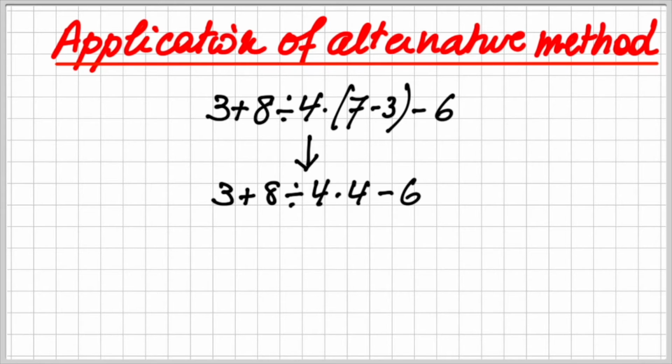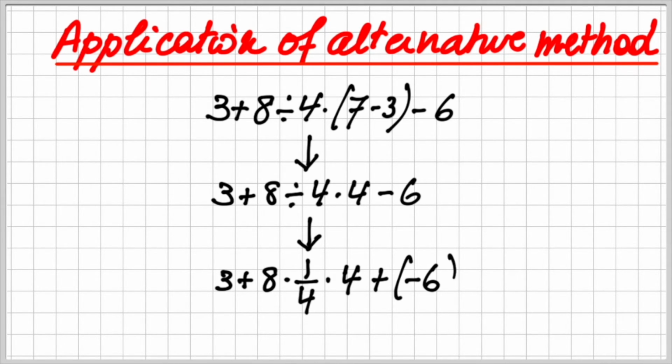And the first thing to do is to apply the alternative method. What we can do now is say that 8 divided by 4 is 8 multiplied with 1/4 and then multiplied by 4, and minus 6 becomes plus minus 6. Now here we find only multiplications and only additions. And when we do the calculation here, we find 3 plus 8 times 1/4 times 4 is 8, because 4 times 1/4 is 1. We find minus 6 at the end, and we find that this is equal to 5.